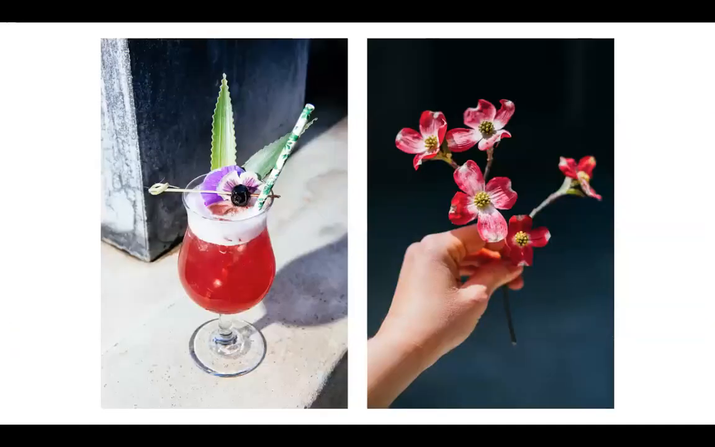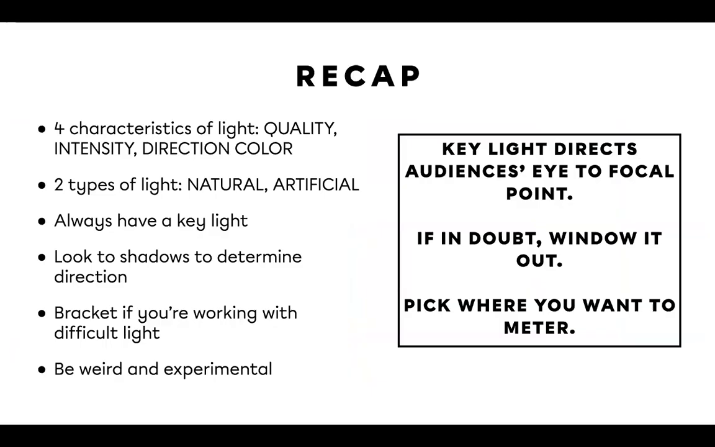All right, we are gonna recap and then I'm gonna give you your lighting challenge. So we have 4 characteristics of light. We have quality, intensity, direction, and color. Our 2 types of light are natural and artificial. And natural does not mean it has to come from the sun. It is just the light that is natural in the space or environment in which you're shooting.